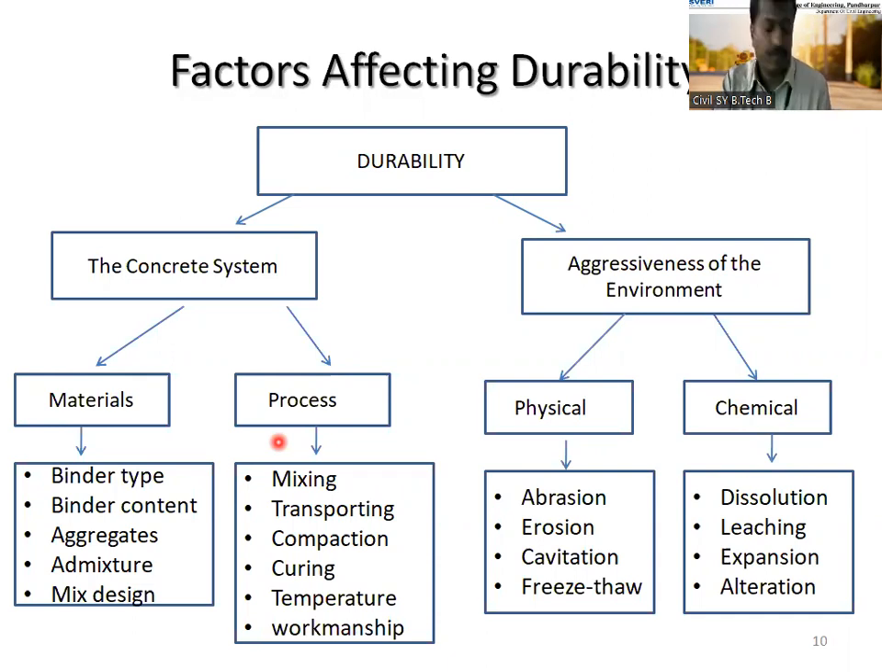Physical factors or the factors which are involving in the aggressiveness of the environment. Physical action and chemical action. Physical मध्ये abrasion, erosion, cavitation आणि freezing आणि thaw हा एक कन्सेप्ट असणार आहे. In chemical action, chemical attack, sulfate attack, or alkali aggregate reaction is also there. Okay, त्यामध्ये अजून एक पार्ट आहे डिसोल्युशन, लीचिंग, एक्सपान्शन and alteration. So all this part, this flow chart we have to consider in our concrete mix design. Okay, all these things we need to consider if you want to achieve the durability.